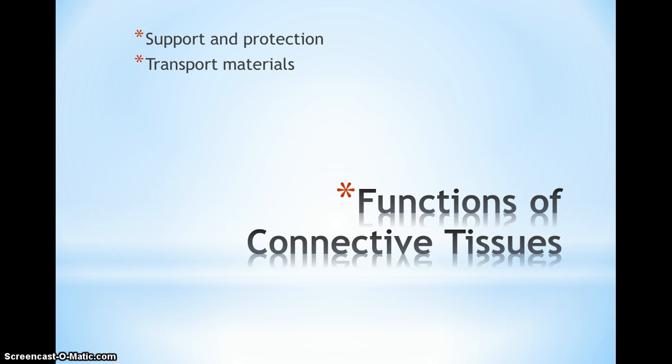The second function is to transport materials throughout the body. This is done via the blood and the lymph. Substances that are being transported include hormones, oxygen, electrolytes, as well as a number of other nutrients.